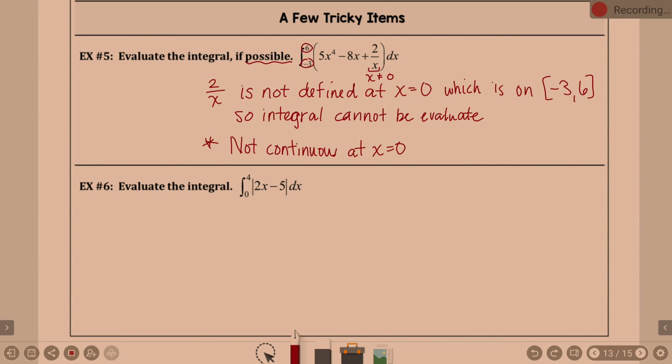Must be continuous. And when we say must be continuous, it must be continuous on the interval we're talking about. Okay? Could I do this integral if 0 wasn't included? Yes. If this was just 1 to 6, there'd be no issue. Okay?